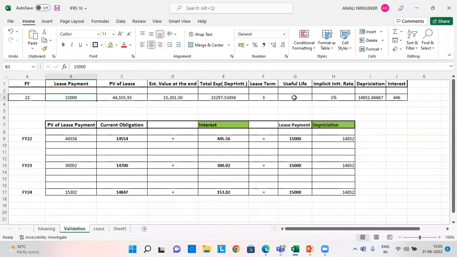This is my Excel sheet. In this, the depreciation is 14851.667 for the whole year FY22. The depreciation formula, as we all know, is the total amount of the asset minus the salvage value, divided by the number of useful years. This is the straight line method formula. So this is how I've calculated this.